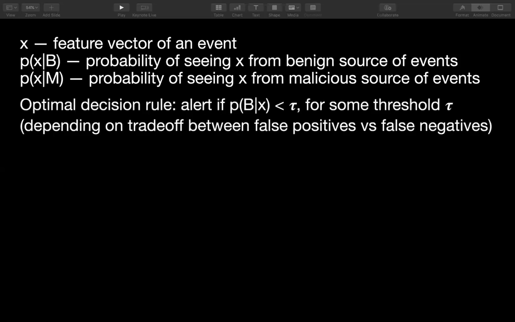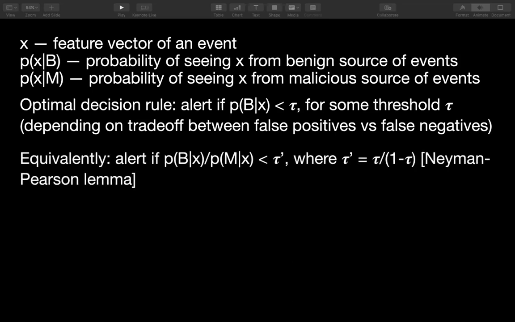And then what we want to do is a statistical inference task. We observe X and we want to infer whether it came from the benign source or the malicious source. And the optimal decision rule is to look at the conditional probability that this is benign, given that we observe the feature vector X. And if that probability is below some threshold, then you should raise an alert. How you set that threshold depends on the costs of false positives versus false negatives and other factors. So let me just set aside how you set the threshold. Statistical theory tells us that's the optimal decision rule.